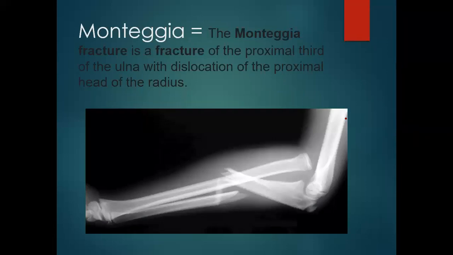So here we've got a mid-shaft radius fracture, ulnar fracture with dislocation of the radius. So this is Monteggia. So MUGAR, M-U-G-A-R. Monteggia ulnar, M-U. So Monteggia means fracture of the ulna, M-U. Monteggia means ulnar fracture, and Galeazzi means radial fracture.